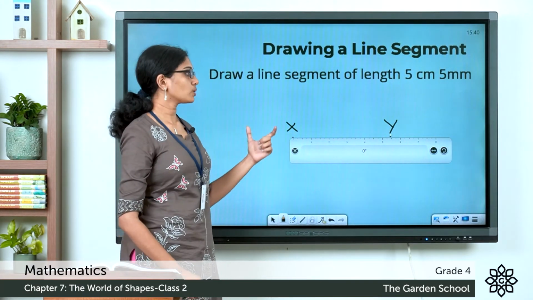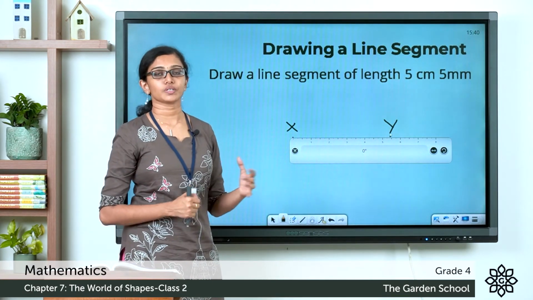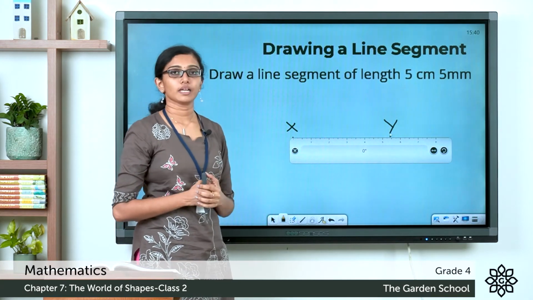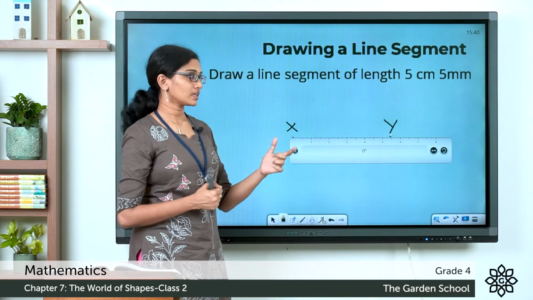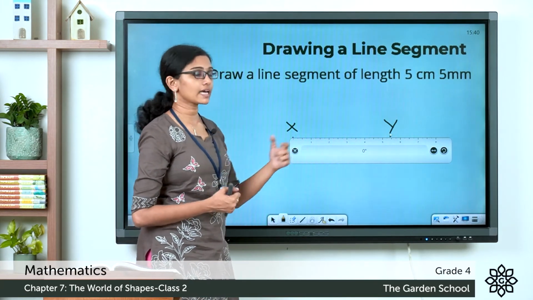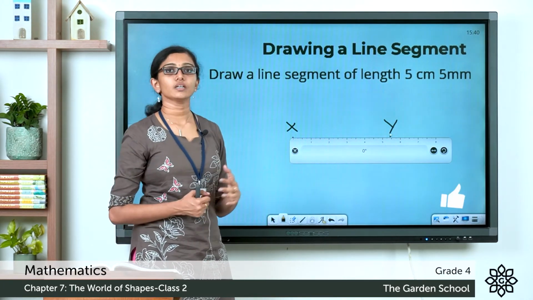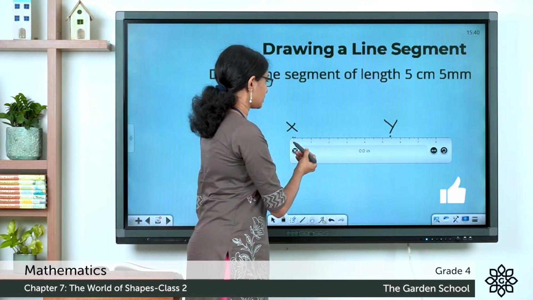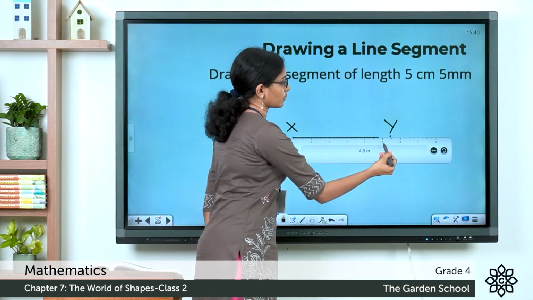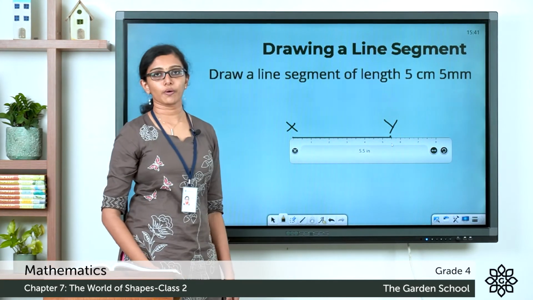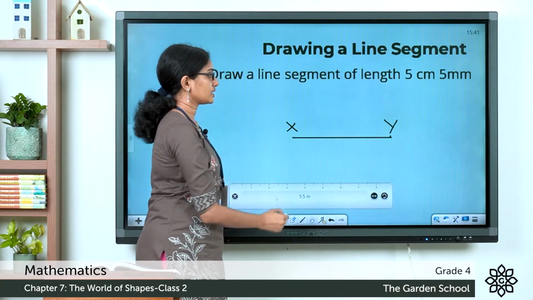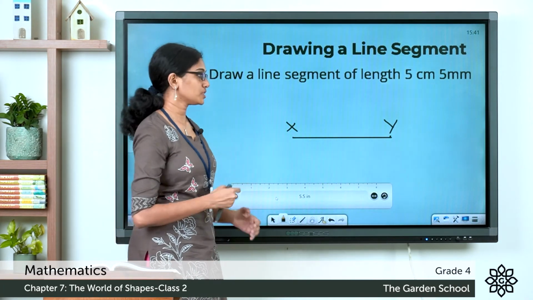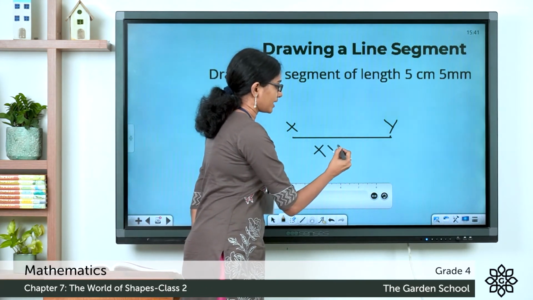Now we have marked both the endpoints of the line segment using the ruler, corresponding to the length 5 centimeters 5 millimeters, which is given in the question. Now the next step is to join the points X and Y using a straight line using the ruler. So let's draw a straight line between X and Y, joining the 2 points. See, now we have got a line segment XY which measures 5 centimeters 5 millimeters.